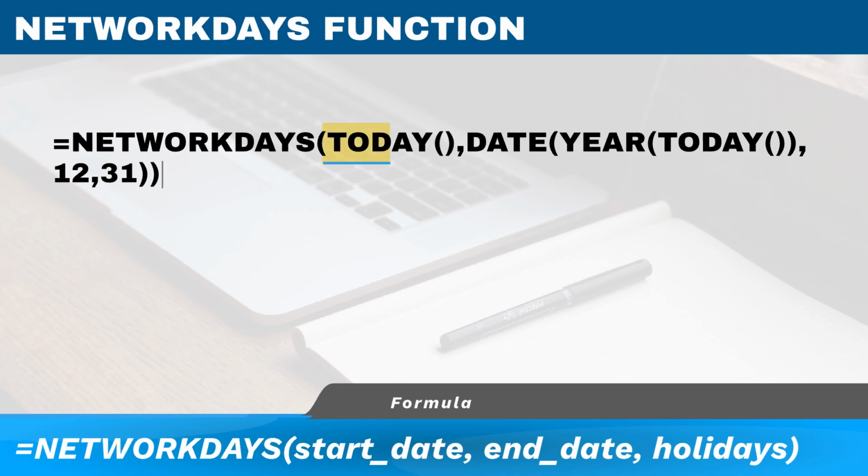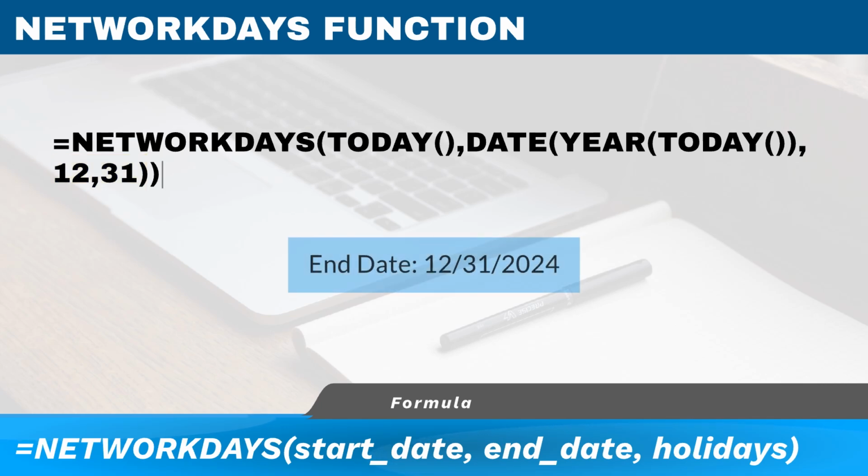The start date is set to today's date using the TODAY function. The end date uses the DATE function to set the year to the current year, the month to 12, and the day to 31. This formula will automatically adjust the end date to December 31st of the current year.